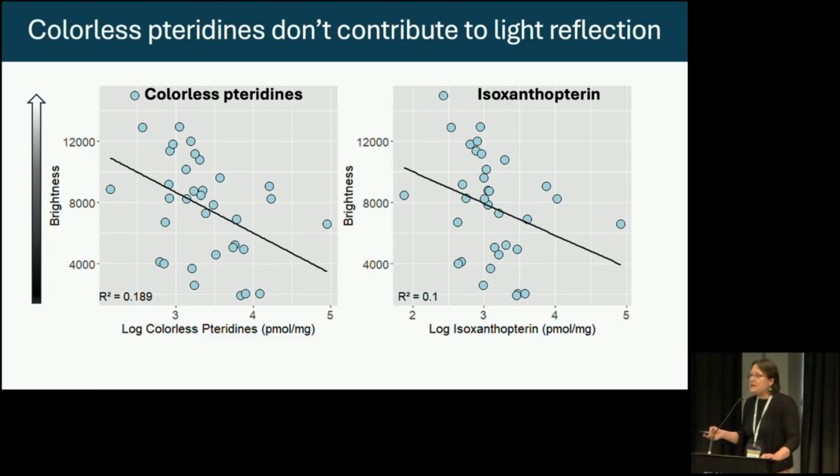So what about the mysterious colourless pteridines? Well, it turned out that our hypothesis was wrong. If they contributed to light reflection, we would expect a positive correlation between concentrations of these pigments and brightness, and instead we see the opposite. And this can just arise as a secondary consequence of being correlated with concentrations of the coloured pteridines, because you see this same negative correlation with brightness.